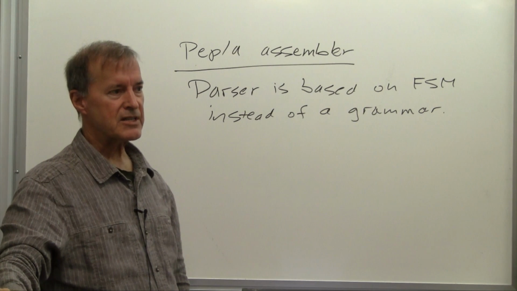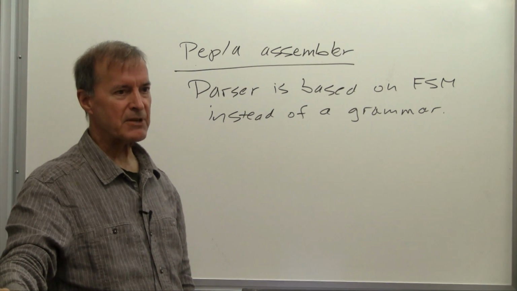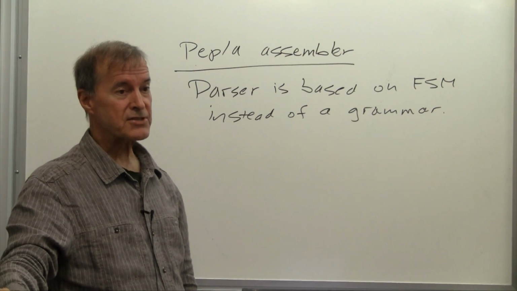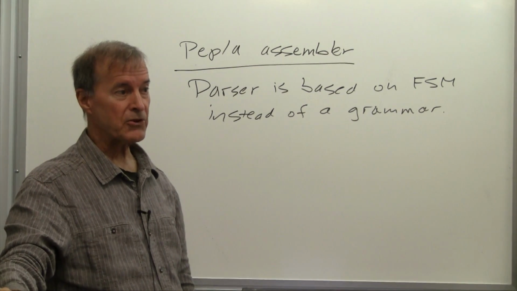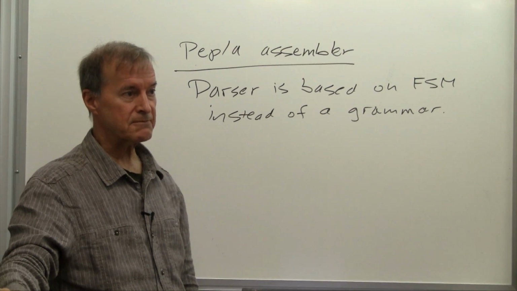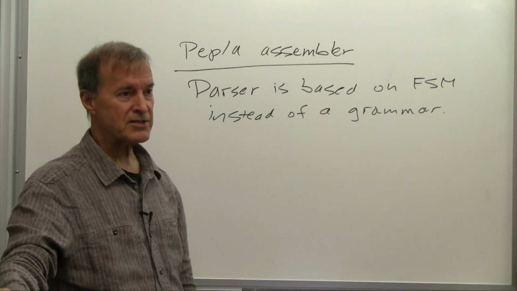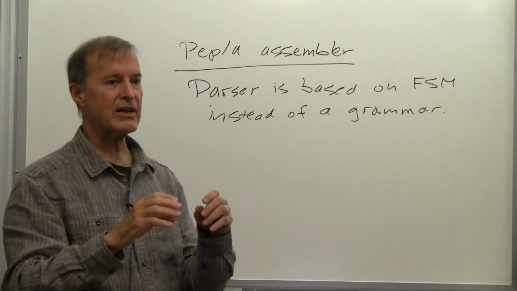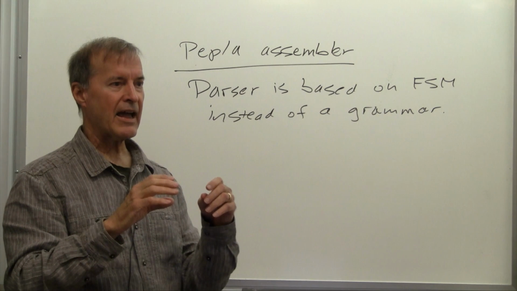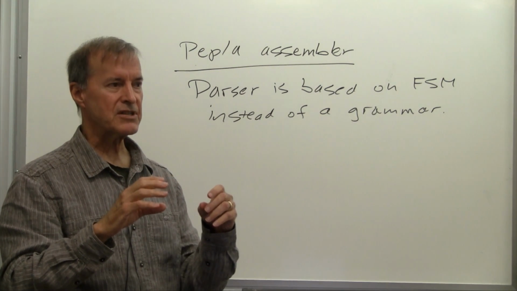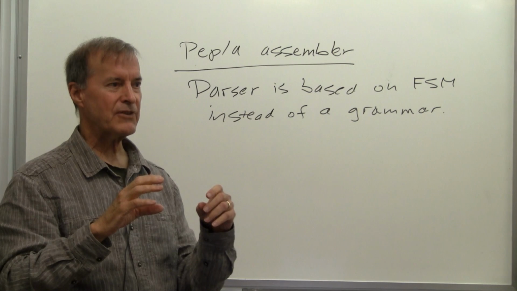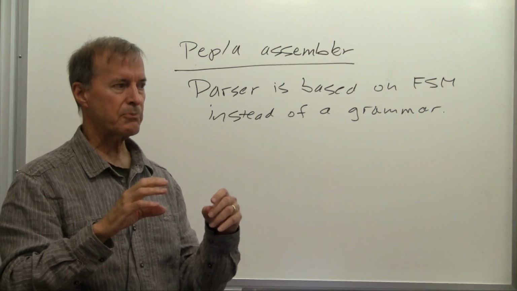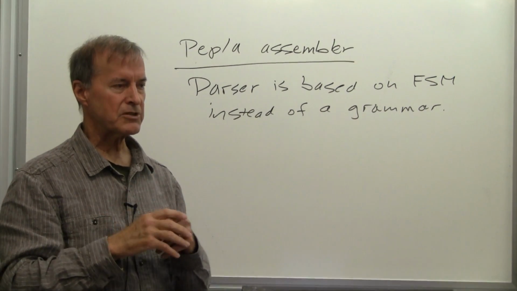But now the thing of it is that our PEP9 assembly language is so simple that it doesn't need a grammar in order to parse it. That's why we're doing it with a finite state machine, because we don't need to. And the reason we don't need to is because nowhere in our language do we have nested parentheses. That's one of the key features that you need a grammar for in order to parse a sentence in a language.